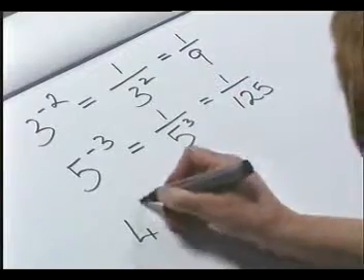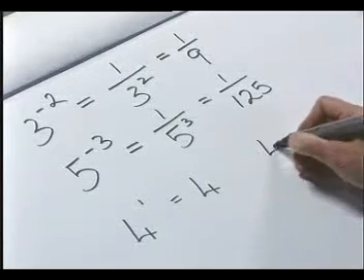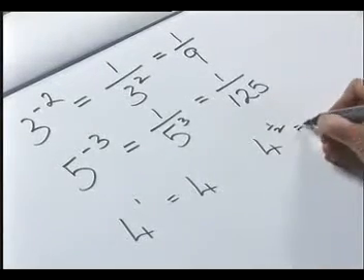Moving on. In the examples that I've just been doing, we've used positive and negative integers for the powers. But what if we have fractional indices or fractional powers? How can we represent them? What's their value? Well, again, we'll start with what we know. We know that 4 to the power 1 is 4. But what would be 4 to the half?